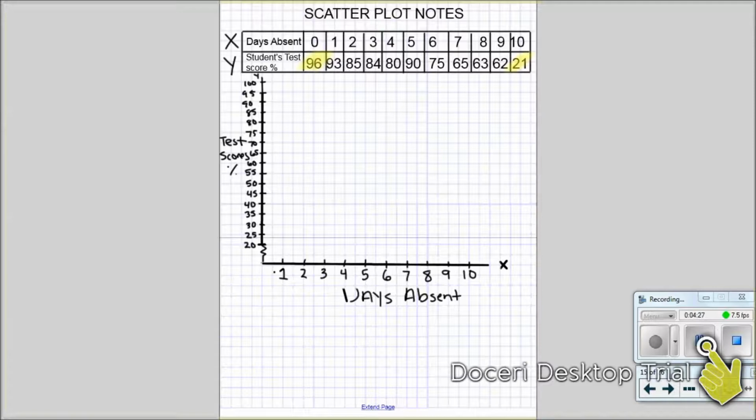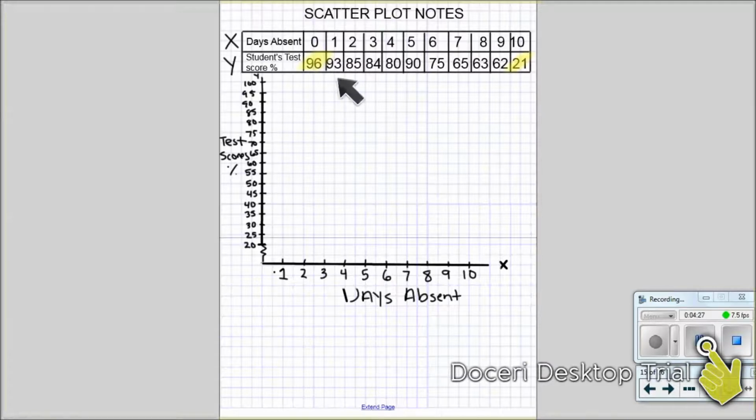All right, so I have mine ready to go. I'm going to give you just a second to get to yours. All right, so let's start putting some of these points on here. We've had a lot of practice with just graphing points, so I'm only going to do a couple, and you're going to take over and finish this up.